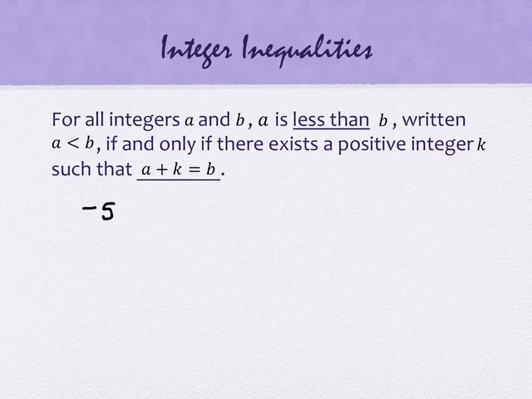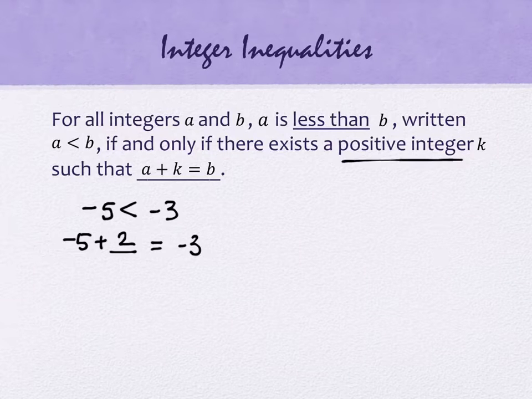The reason that -5 is less than -3, for example, is because I can actually add something to -5, and it'll equal -3. What would I have to add to -5 to equal -3? 2. And if there's a number that I can add in there, that number k has to be positive, right, for this to make sense. If I added in a negative, this wouldn't be true. So a positive number that I would be adding in there, then I would equal each other, and so that's what it means to be less than.